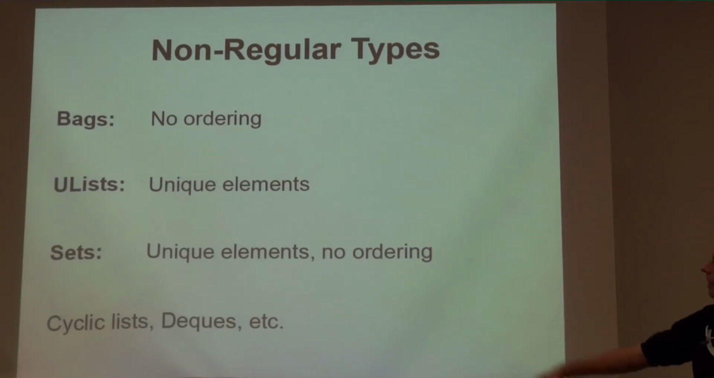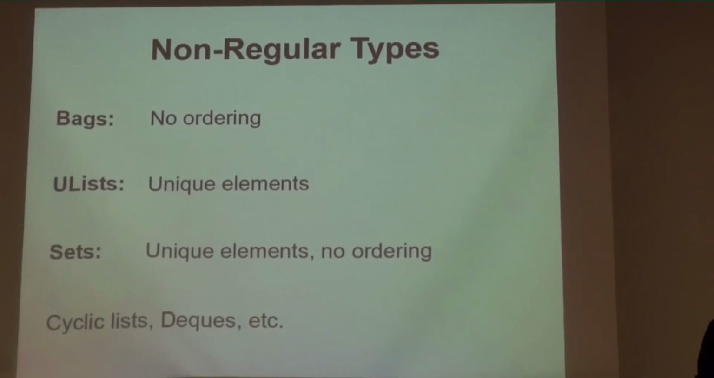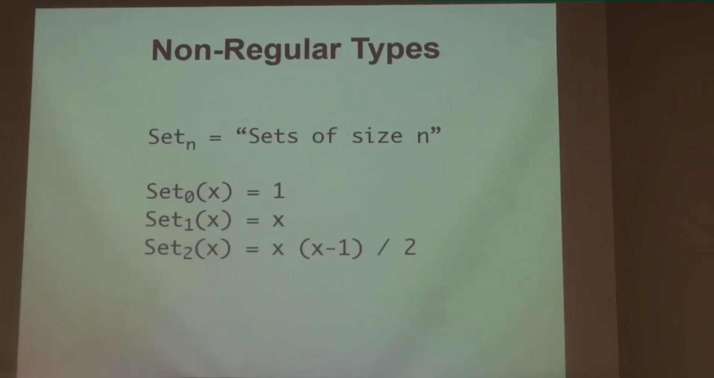And there are various other more exotic data structures, so cyclic lists, where you care about the order, but only up to cyclic permutation, so the tail of the list joins onto the end. And these are all non-regular types. And you can ask if they have an interpretation in our algebra as well. So I'll take the example of sets, because they're the easiest one to work with and sort of fit into the algebra. You can do it with all the other types as well. It's just more complicated. And to understand sets, I'm going to first talk about fixed size sets.